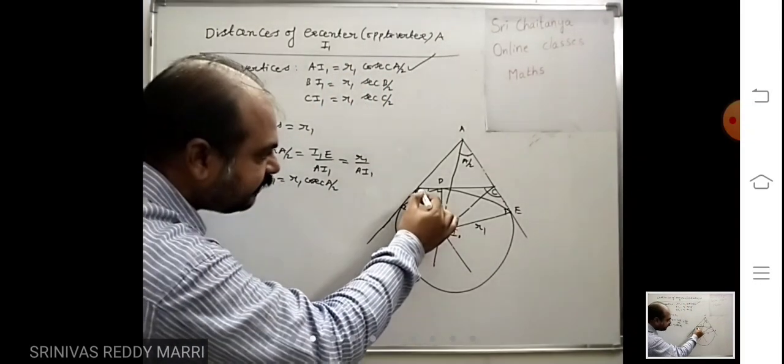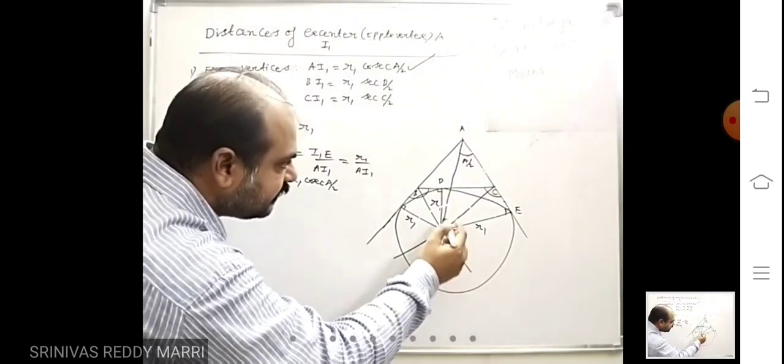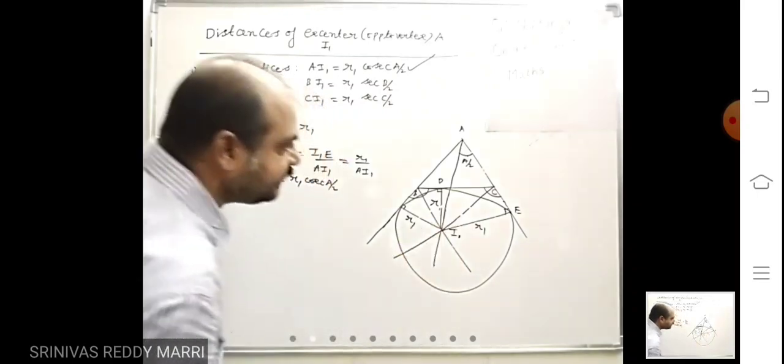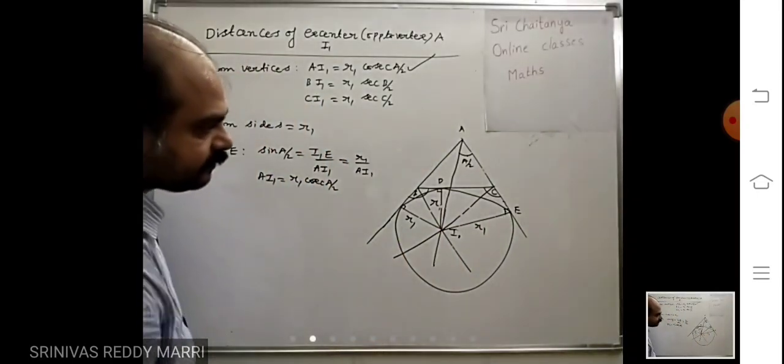Then BI1, look at BI1. BI1 is this. For that I am considering the triangle BDE.